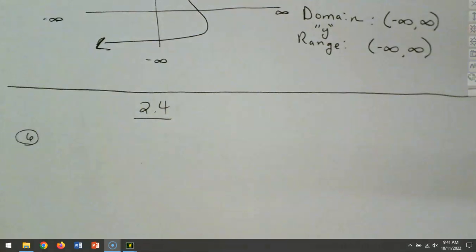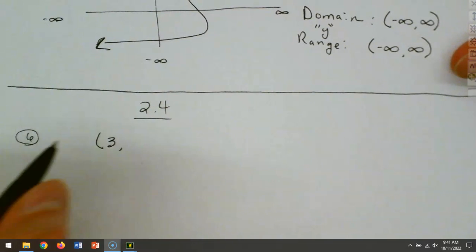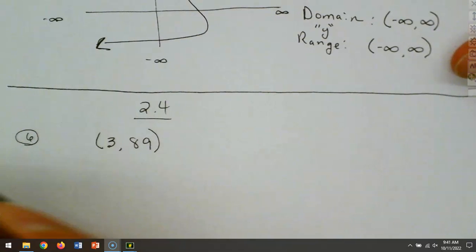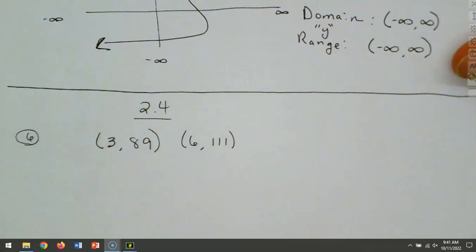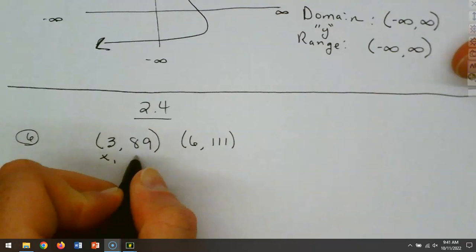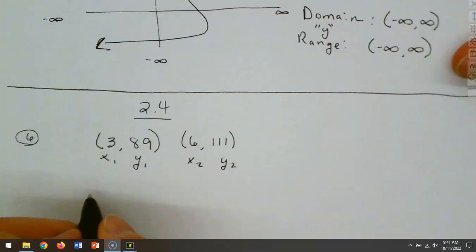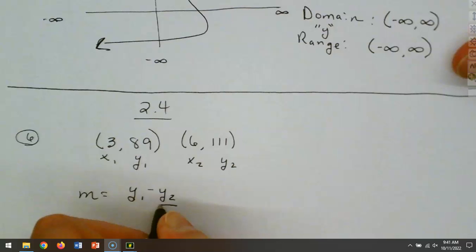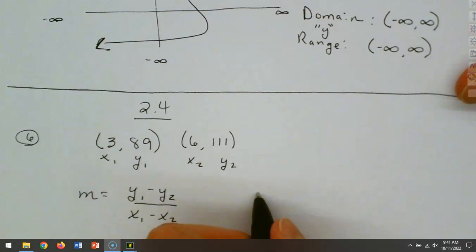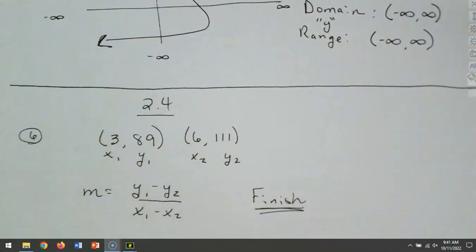Now, what do we need to do? We need to find the slope. So it's 3, 89 for my first ordered pair. The next one is 6, 111. I'm going to label this x1, y1, x2, y2, and you're going to use this formula: y1 minus y2 over x1 minus x2. And I'm going to leave that for you to finish.